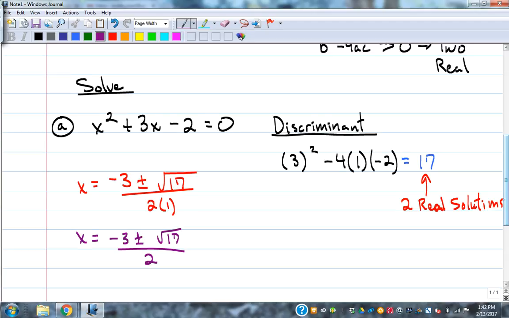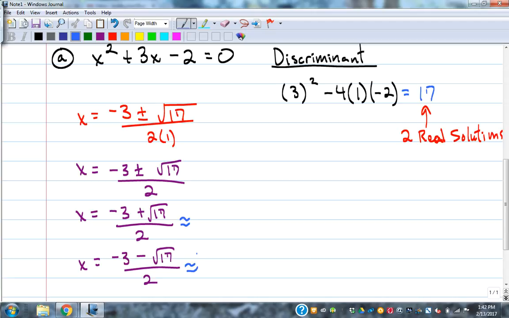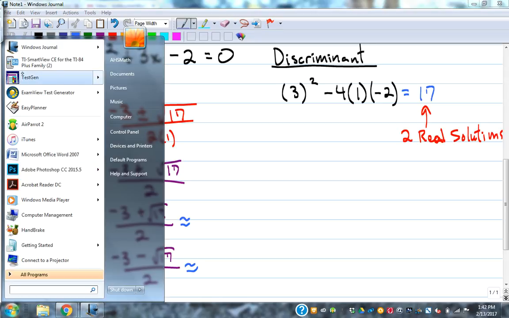So we're going to do a decimal approximation for that as well. So -3 plus the square root of 17, all divided by 2, and then -3 minus the square root of 17, all divided by 2. And the only time you need to do a decimal approximation is when you have real solutions. If you've got complex solutions, there's no point in doing the decimal approximation because it's not going to show up on the graph. Okay, so let's get the decimal approximations for those.